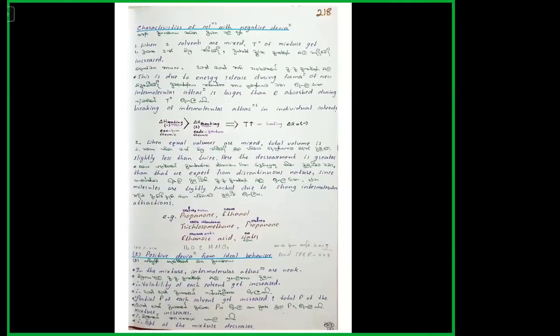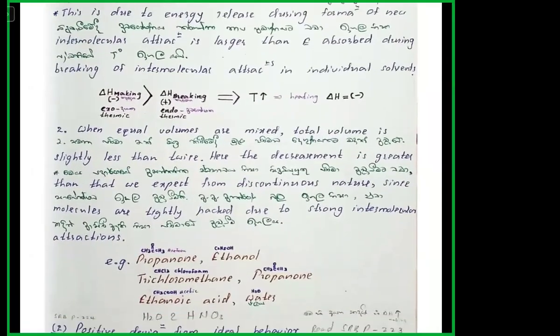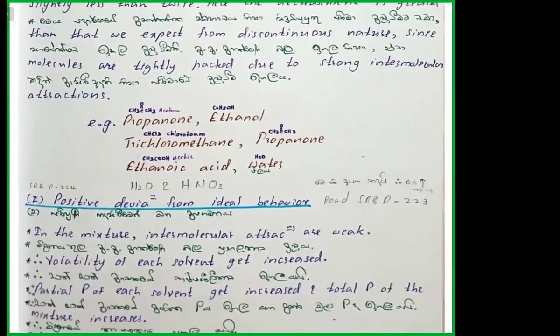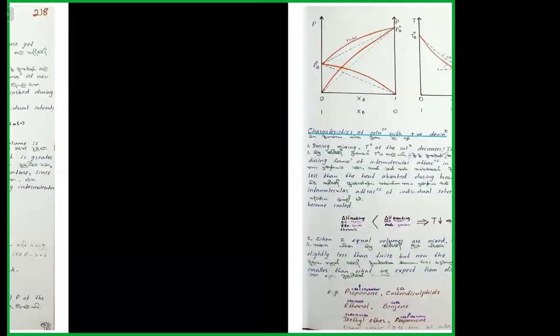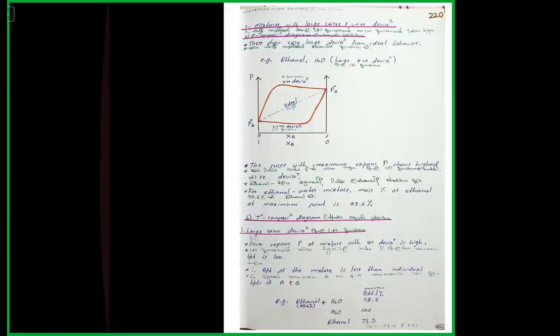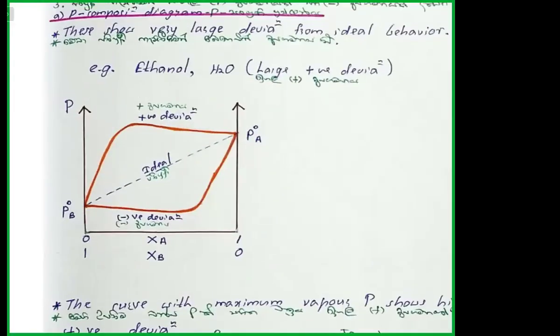Negative deviation is exothermic. Positive deviation is endothermic. You can read the rest of the part, but you have to memorize these sets of reagents for negative and positive deviation. You have to memorize, but still I want to show you something more.